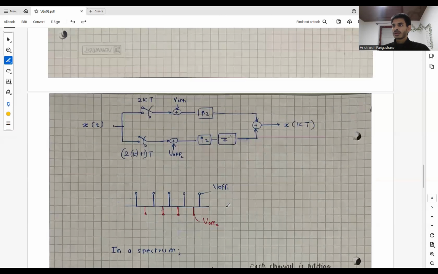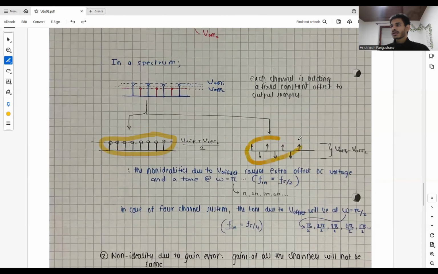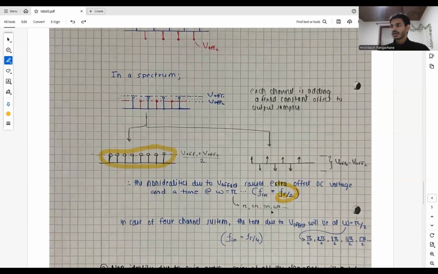We talked about two samplers in parallel, so what if we had four samplers in parallel? Think about what can happen. If we have four samplers in parallel, we will get this DC offset, and along with that, the tone due to the offset voltage will be at frequencies pi by 2, 2 pi by 2, 3 pi by 2, 4 pi by 2, and so on. Basically, the frequency of that tone will be Fs by 4, whereas in the case of two samplers it was Fs by 2.